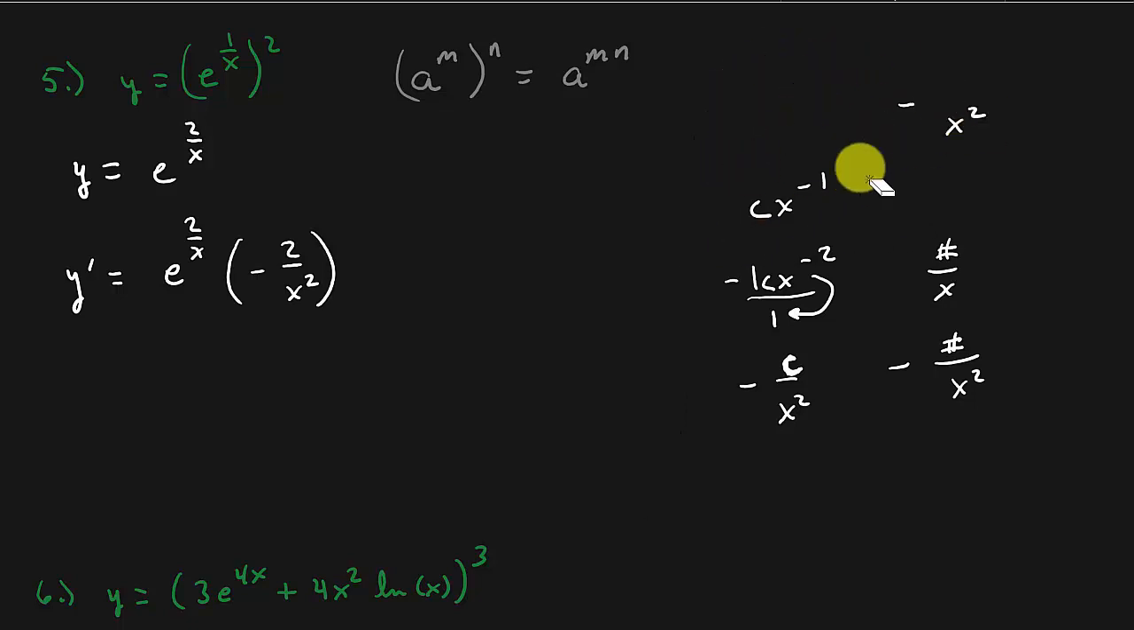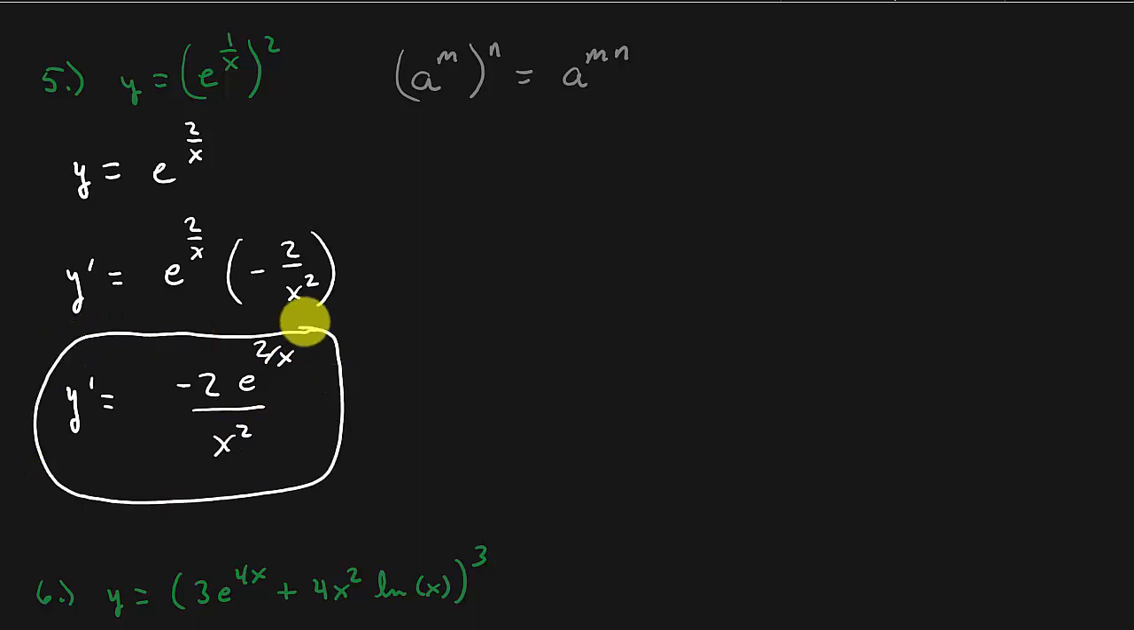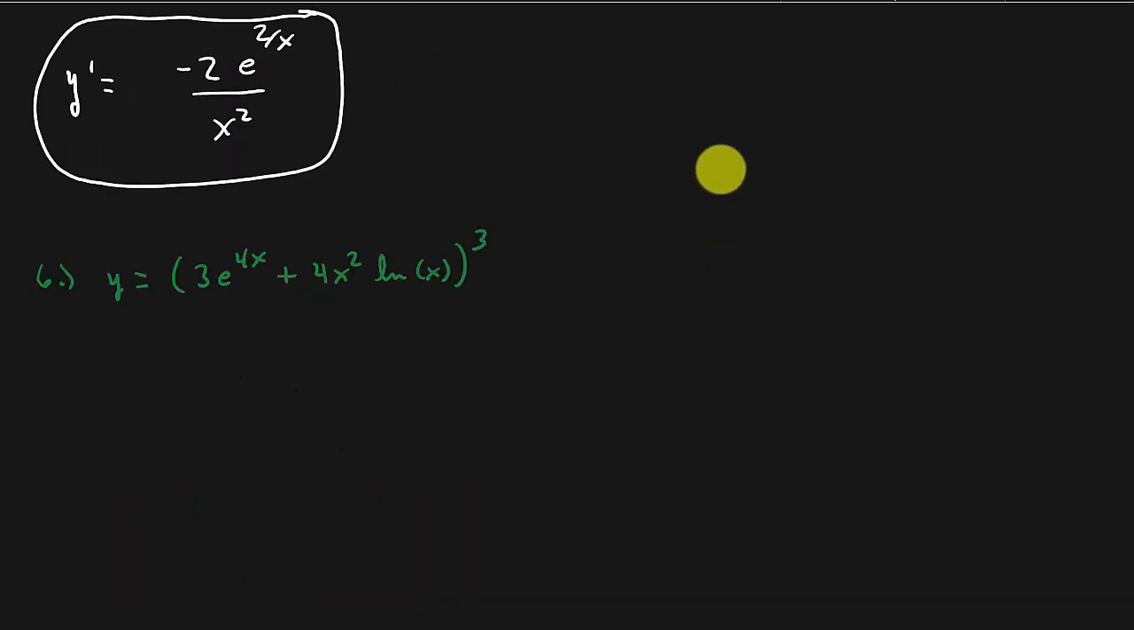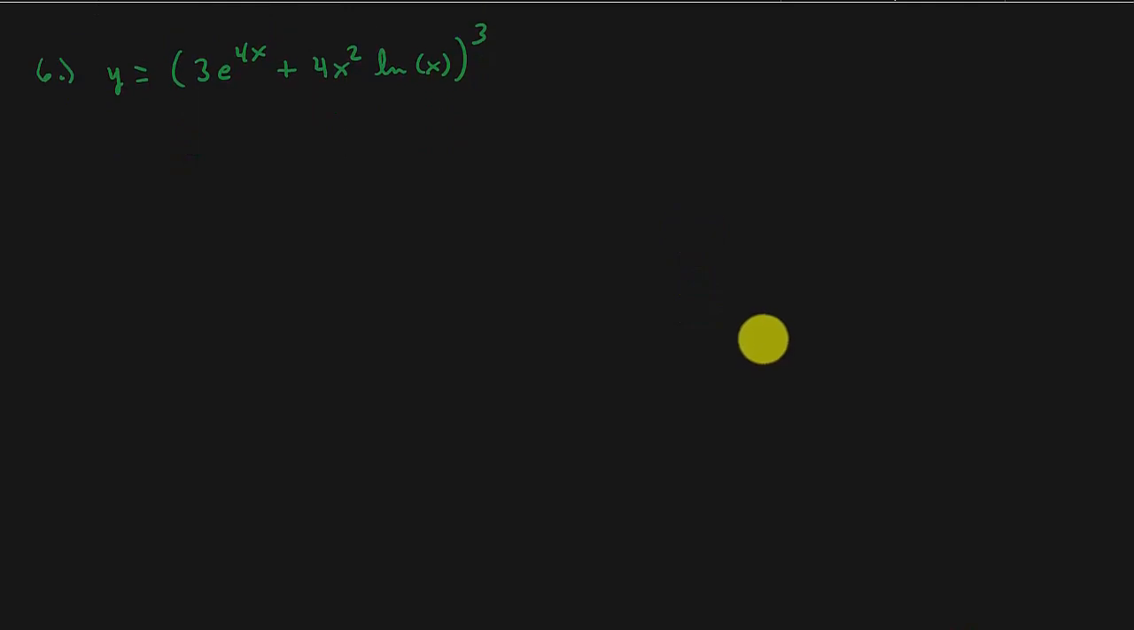Okay, all right. So that's how we did the derivative there of 2 over x. And so now I get y prime is going to be negative 2e to the 2 over x squared. All right, I just multiplied these two. All right, let's look at another one. All right, so what do we have here? Here we have the chain rule.